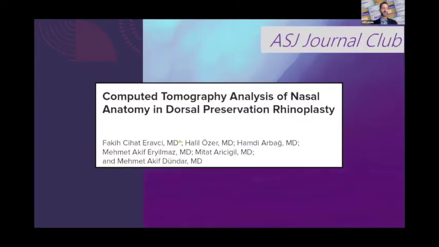So despite some minor limitations of it being a retrospective study and the limitations of CT imaging, I'd like to compliment Dr. Aravsi and his colleagues for a very elegant study. Looking forward to a good discussion here in the next several minutes.